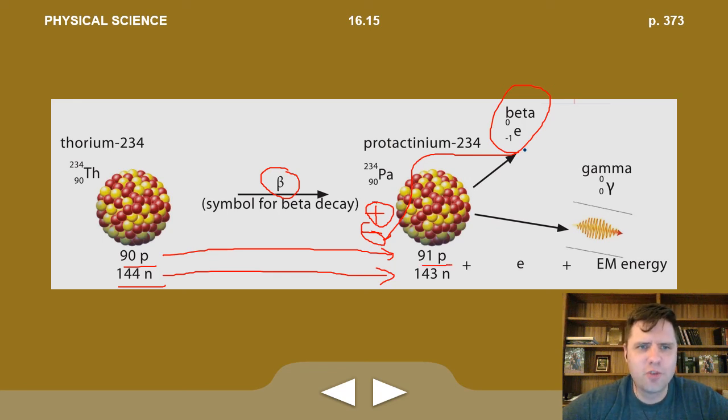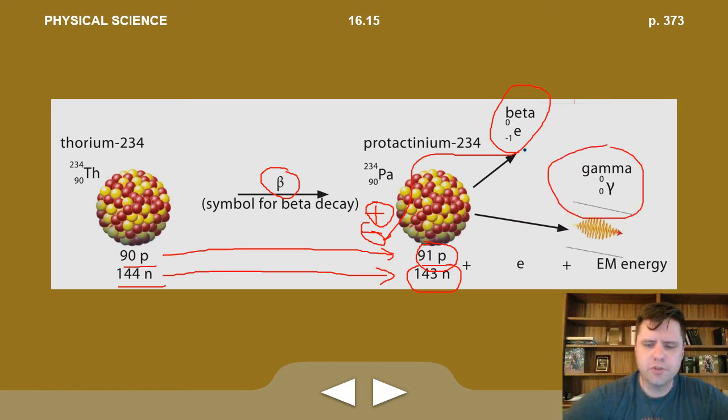So we actually go from thorium-234 to protactinium-234. Note it's 234 still because that neutron has now become a proton. So now we have 91 protons and 143 neutrons. And again, there's gamma radiation that is removed as well.